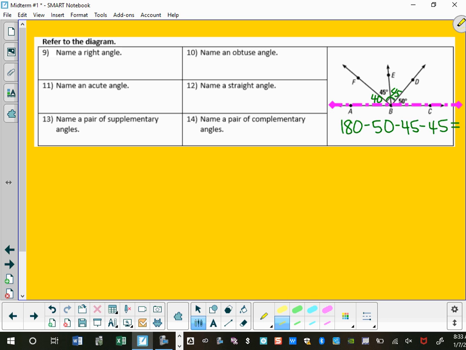You already told me it's right here, right? Yeah. So my right angle is FBD. You need 3 points to name an angle. You can do FBD or you can do angle DBF. Either way works.